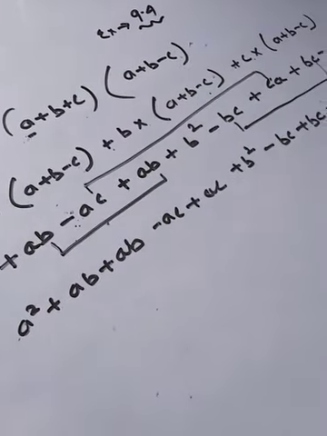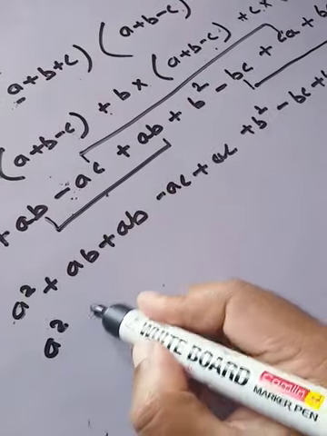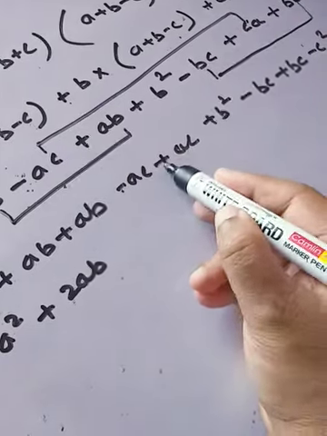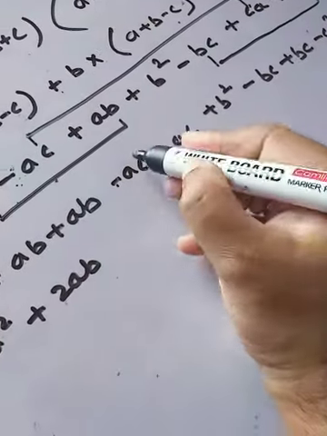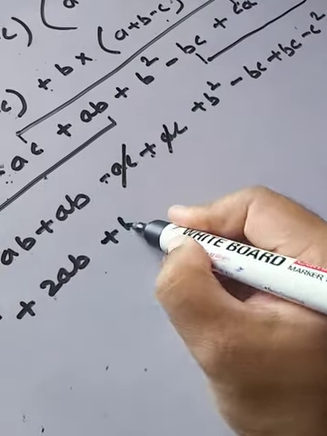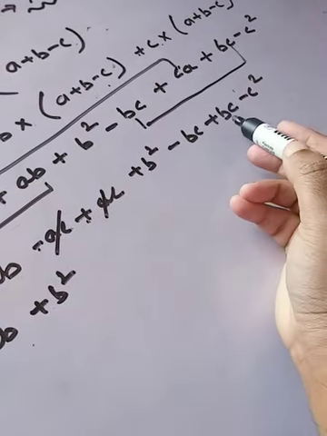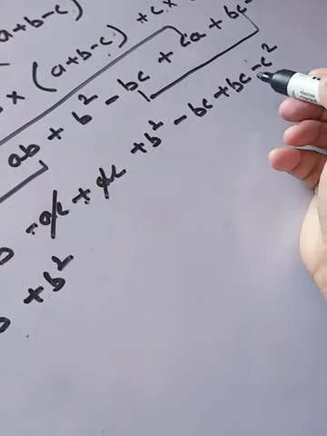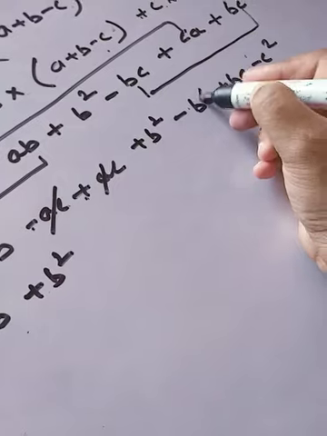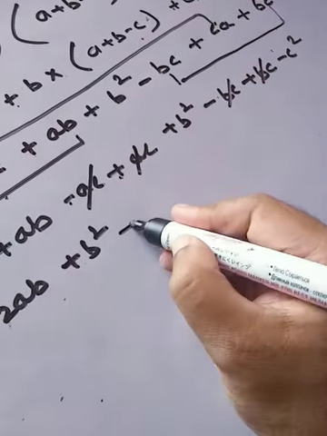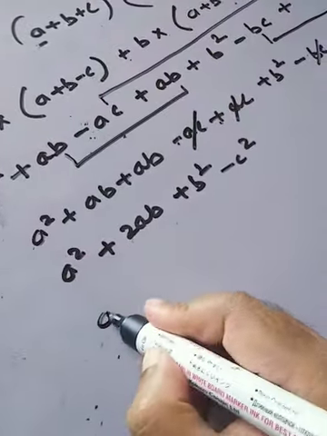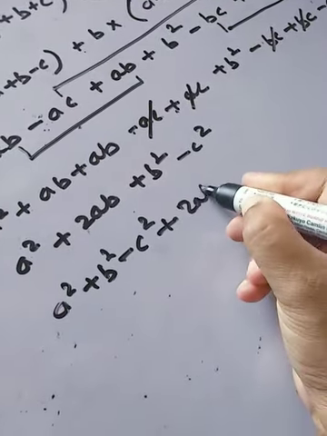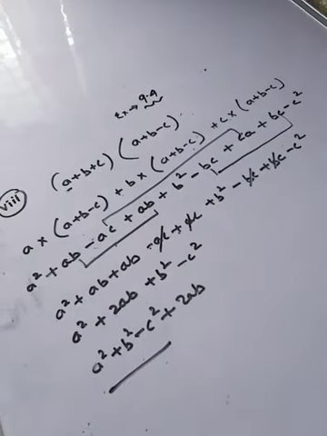Okay. So a square, ab plus ab is 2ab. ac minus ac is what? 0. So we'll cancel this out. We'll write this b square, minus bc plus bc. That means there's a similar term, so the answer will come 0. So minus bc plus bc is what? 0. Means 1 minus 1 is 0. So again we'll cancel this out and we'll write c square. So we'll just arrange it and write it down: a square plus b square minus c square plus 2ab. So this is your final answer.